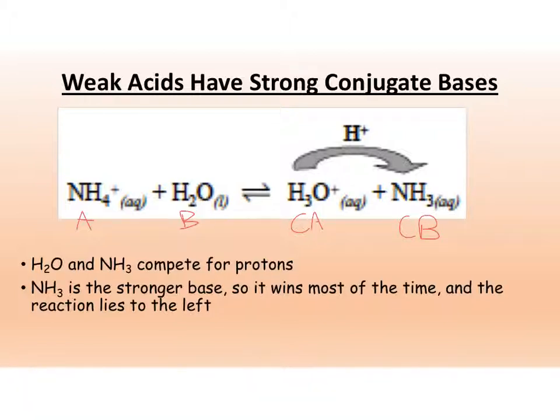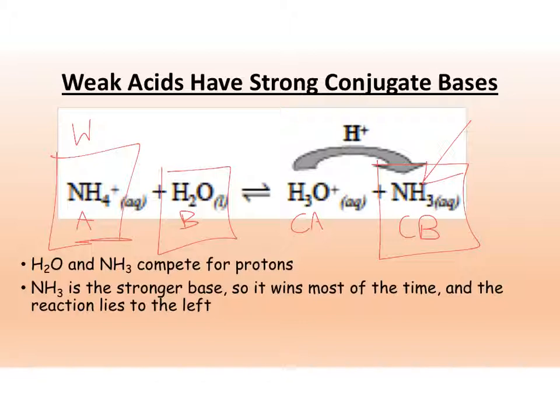Okay, so we're going to compare the strength of water as the base to NH3 as the conjugate base. So in this case, NH3 is going to be the stronger base because it is the conjugate base of a very weak acid. So a very weak acid needs a stronger conjugate base. So this one's the stronger base in this case.